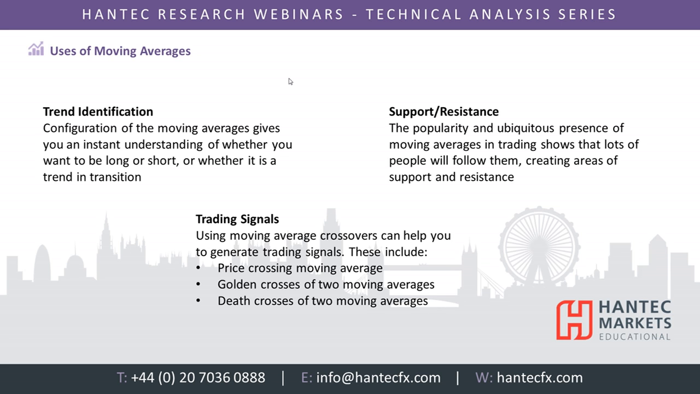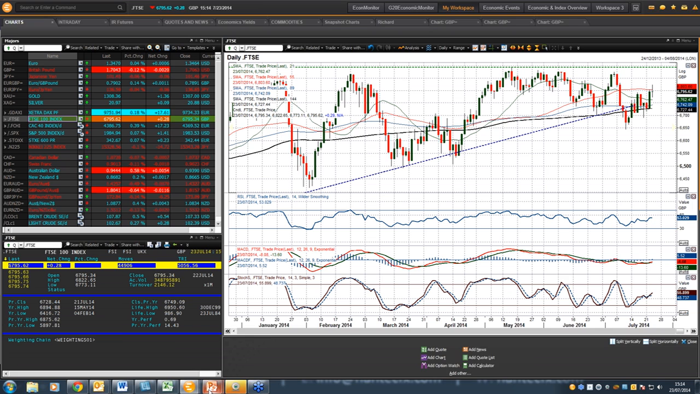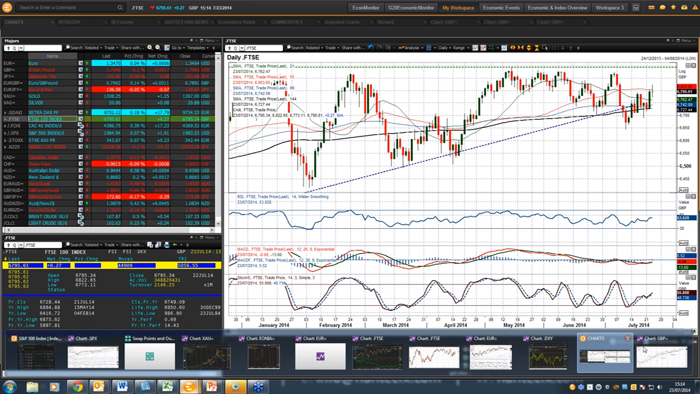Okay, so that is the reason why we look at moving averages as trend identification, so you're not trading against the trend. Support and resistance is the second very important way that we look at moving averages. Support and resistance on moving averages I will show you in a series of charts.